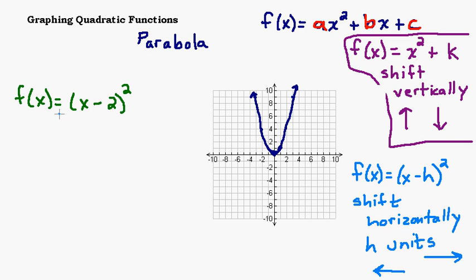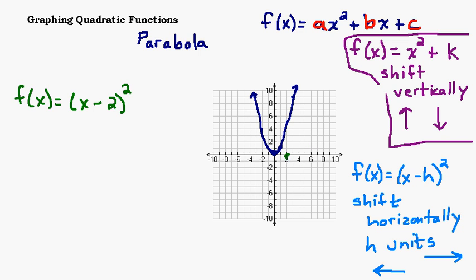So what this is going to do is take your basic blue parabola and shift it 2 units to the right, which is a little counterintuitive because you see this -2, so you want to shift it to the left. But because the minus is in the formula, you shift it to the right. It takes a little getting used to.